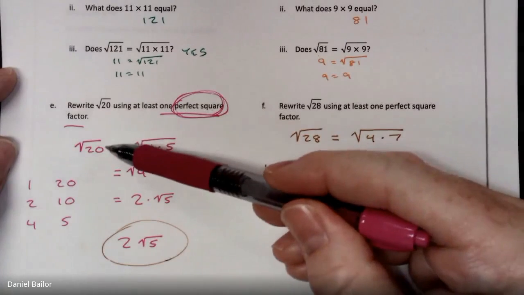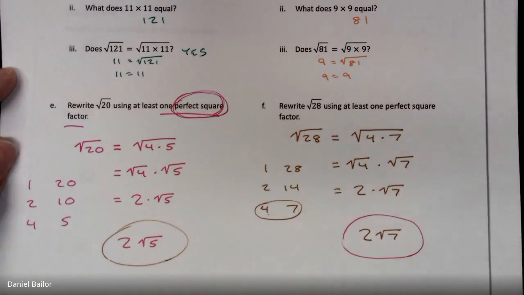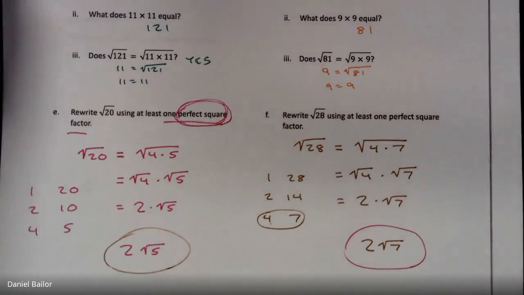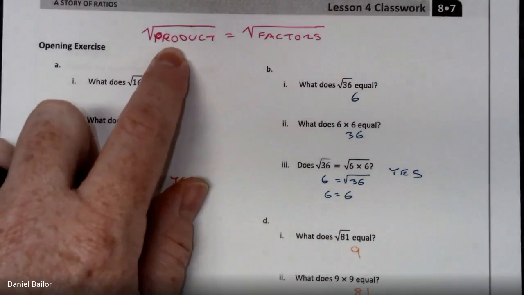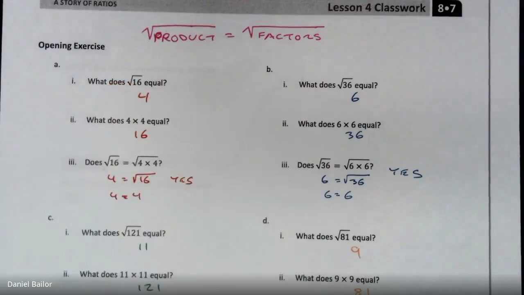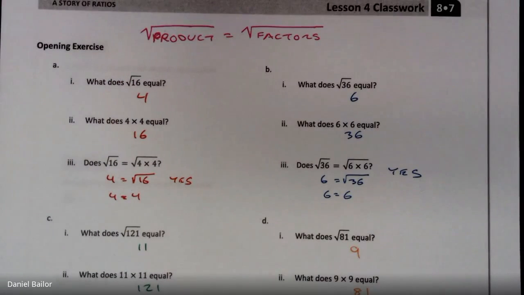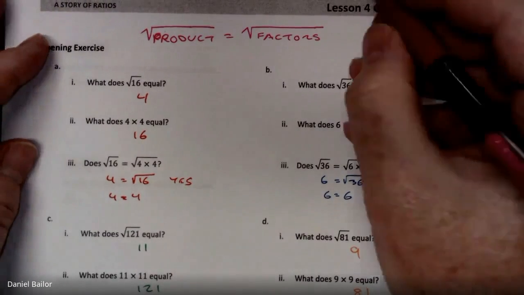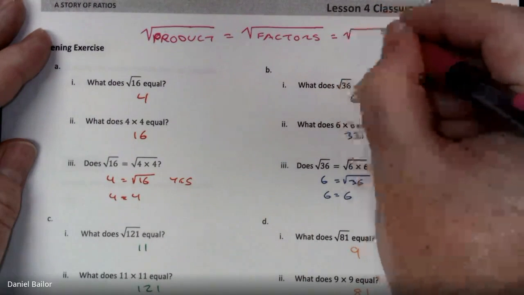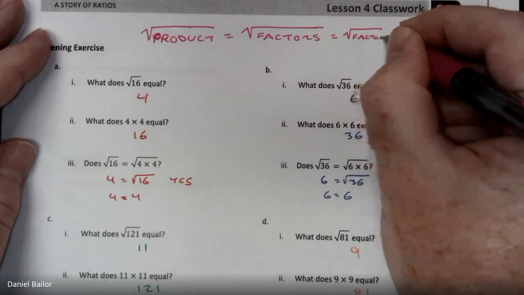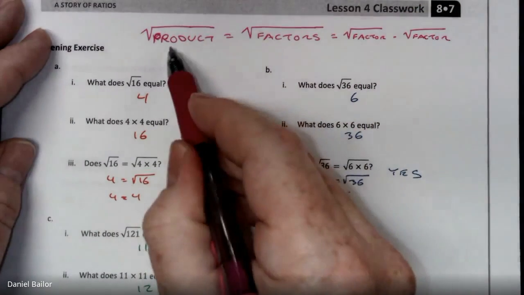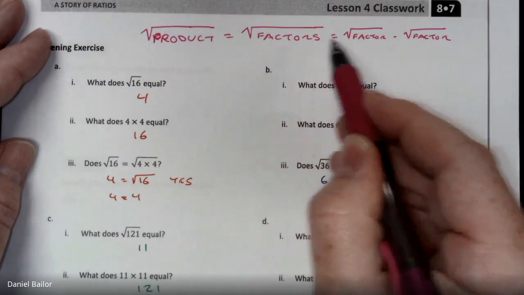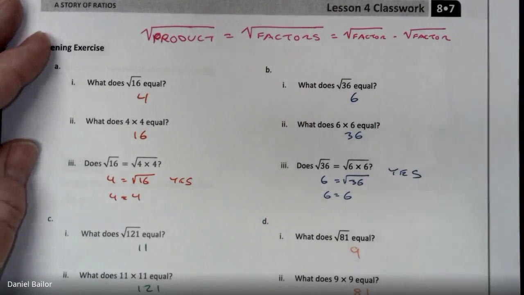The square root of 20 simplified is this. And it all comes from what we learned and what we saw in A, B, C, and D, that the square root of a product equals the square root of the factors. So there we go. You can also add something that we saw right here, that it is the square root of factor times the square root of the other factor. So you take the product, you turn it into factors, and then you separate the factors just like that.